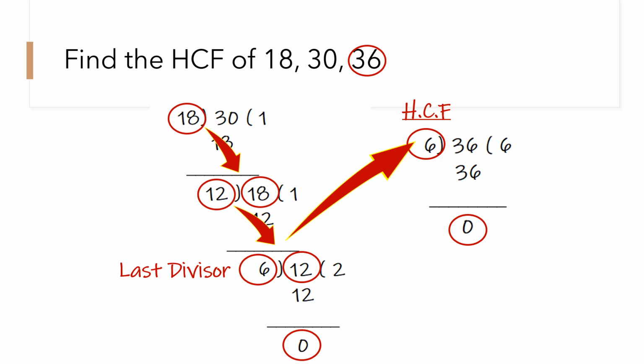In this method, we had an example of 3 numbers. If you had 4 numbers, then you would have to divide the 4th number by 6 again to see how long you could divide till you get a remainder of 0. The last divisor would be the HCF.